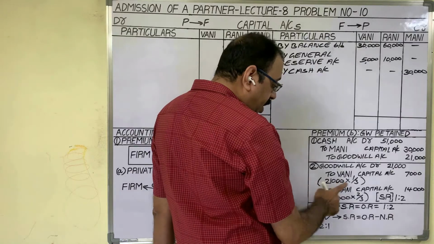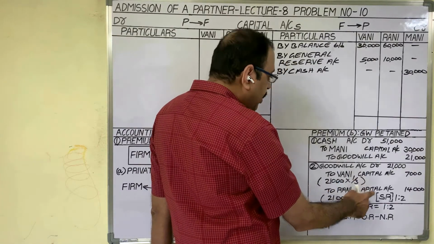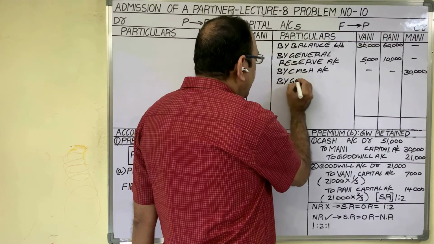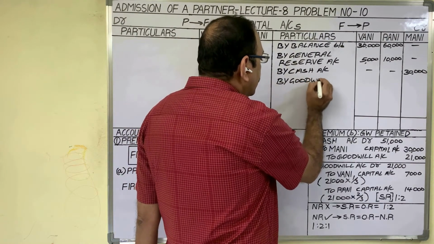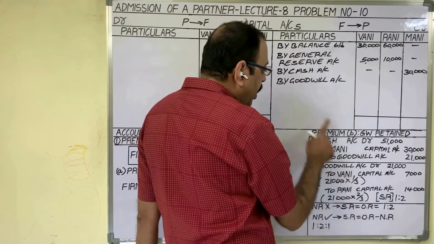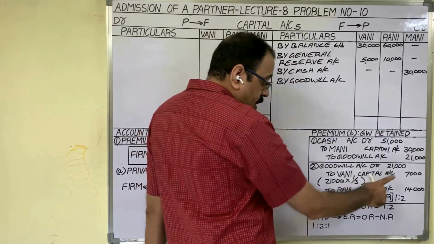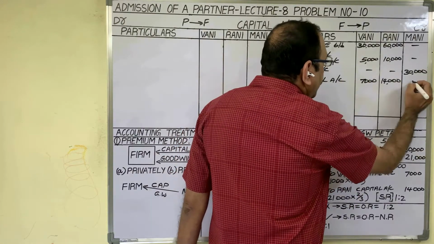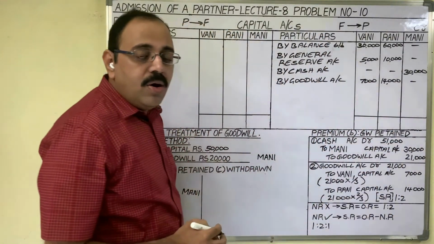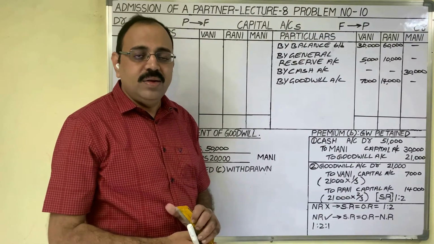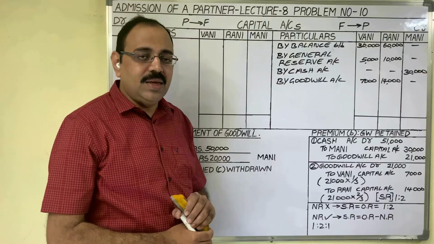Come to the second entry, capital accounts are credited. So this entry also credit side only we should post. Debit account name we should write. In journal entry we debited goodwill account. Therefore write down goodwill account. Amounts are 7,000 and 14,000. With this, in capital account, everything we have posted. Posting is completed. Next step is balancing.